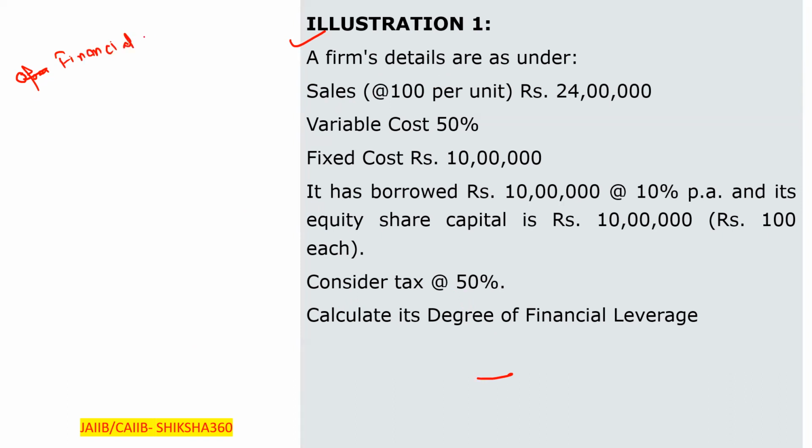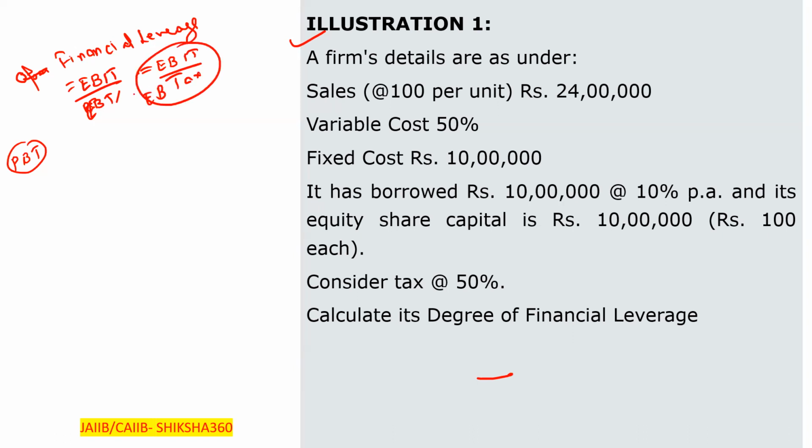Financial leverage, I have already told you, is EBIT upon PBT, or EBIT upon EBT, earning before interest and tax upon earning before tax. Here we have changed it to profit before tax. Earning before tax or profit before tax have the same meaning here. Our main motive is to calculate the answer with the help of the concept we have discussed. So please try to solve that here.